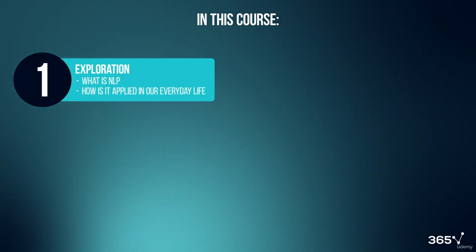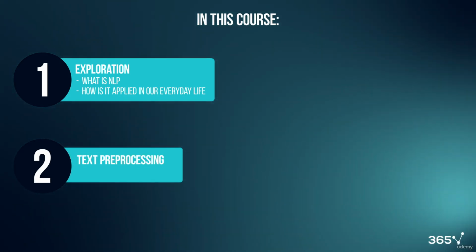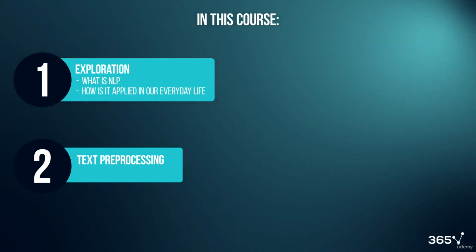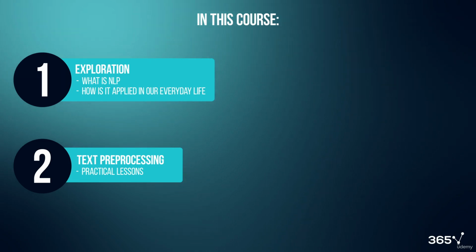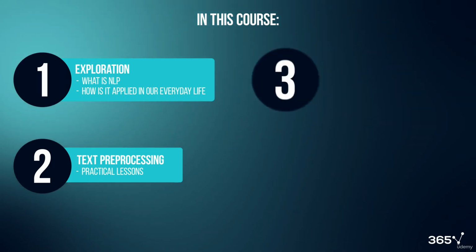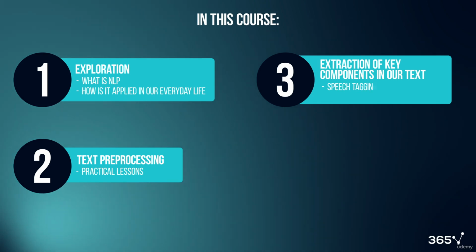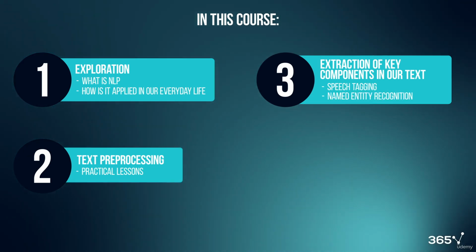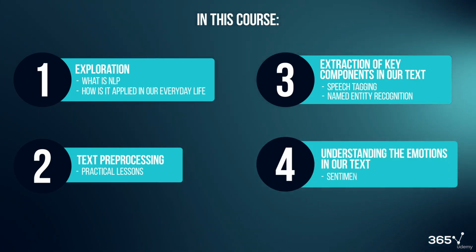We'll then move on to text pre-processing, which is arguably one of the most fundamental aspects of natural language processing. We'll work through each of the topics step by step and then add a practical lesson to allow you to practice your new skills. In section 3 of the course, we'll be looking to extract key components of our text through parts of speech tagging and named entity recognition. And in section 4, we move to understand the emotions in our text through sentiment analysis.